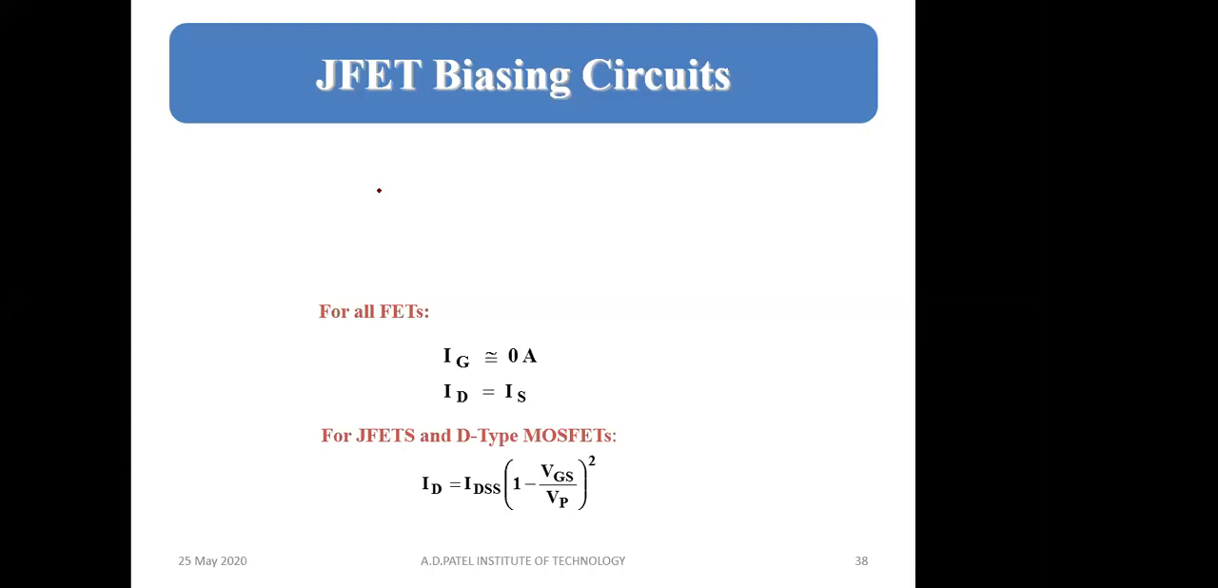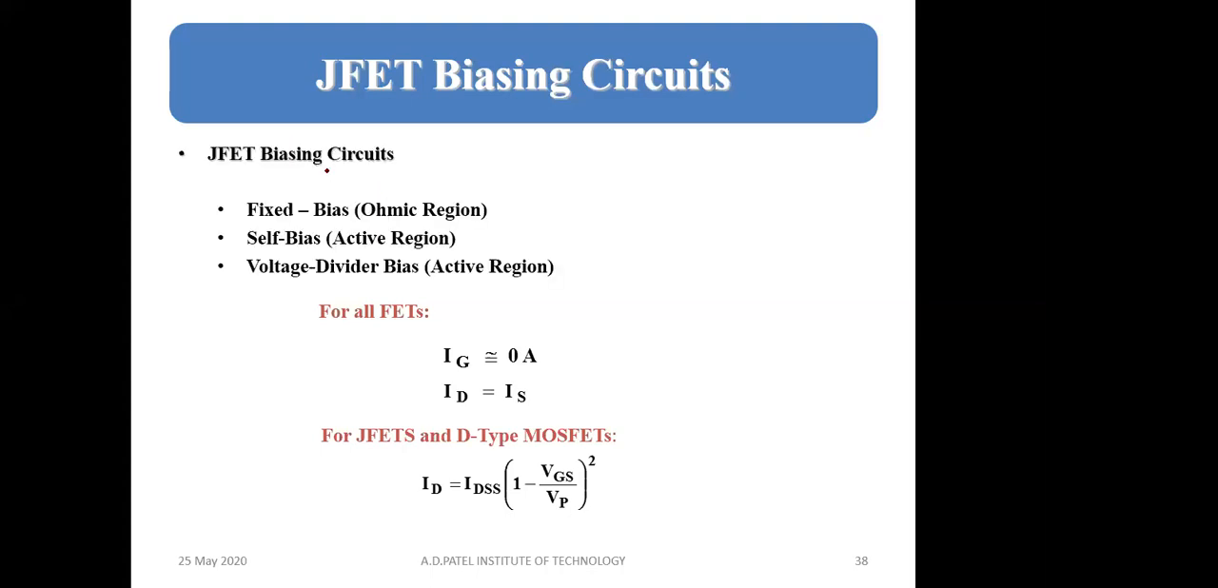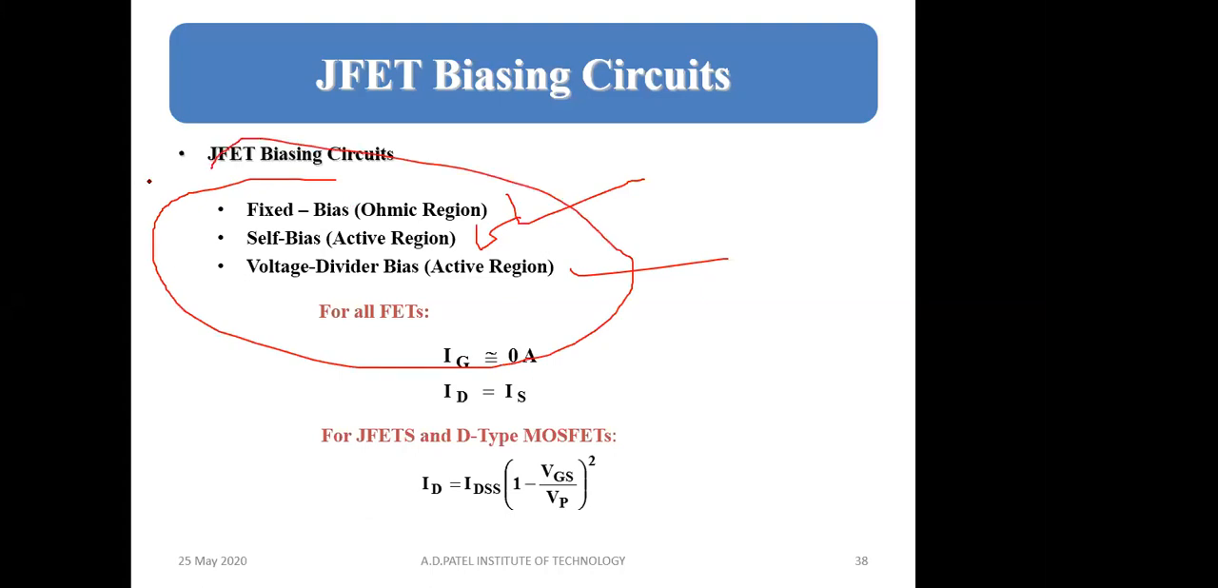First of all, we will see the JFET biasing circuits. In that we will see three circuits. In JFET we don't have thermal runaway, so we don't have to worry much about that. But whenever you want to use JFET as a switch, you have to operate with a fixed bias, and whenever you want to use JFET as an amplifier, you have to use either self bias or voltage divider bias.